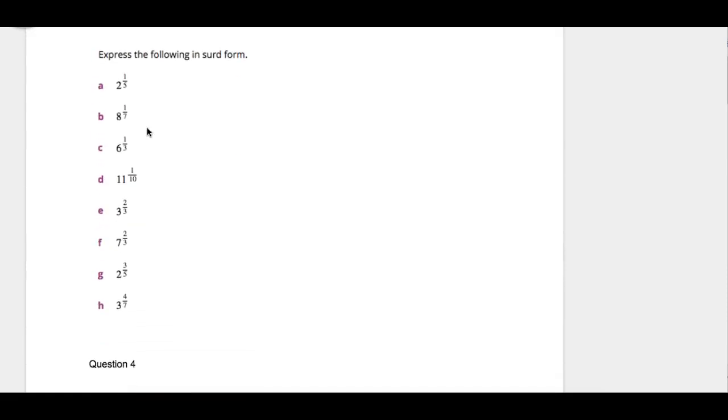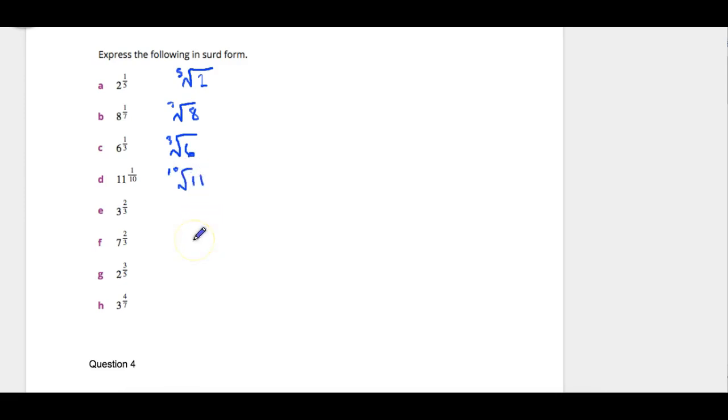Okay, so this time we're taking the fractional index to put it into a third. If you can kind of see what was happening there, we're going to take this number in the denominator, and that is going to be our root. So this one's the 5th root of 2. This is the 7th root of 8, the cube root of 6, the 10th root of 11.